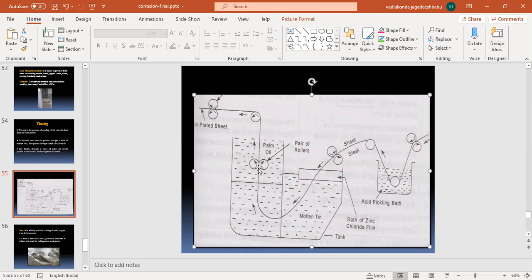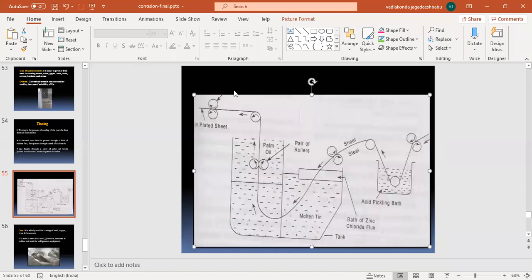Then the excess palm oil as well as the excess tin will be removed by passing the sheet through the pair of rollers, and after that the sheet will be subjected to the annealing process again. In the annealing process, at the border of the steel and tin, an alloy of tin and iron will be made, so that the tin will firmly stick onto the iron sheet.